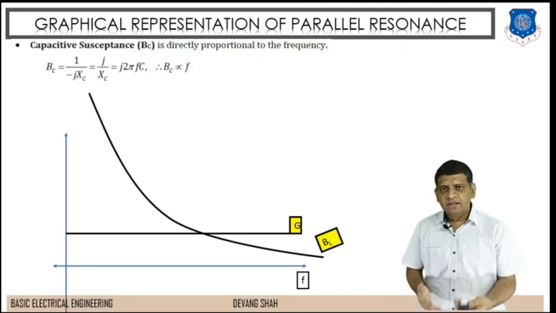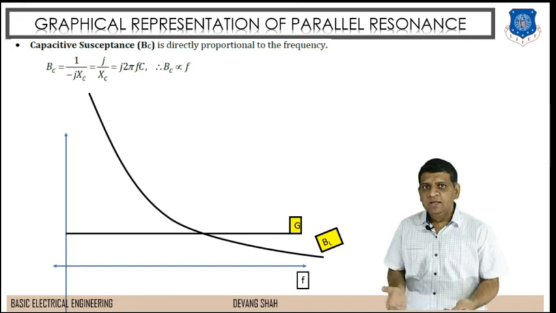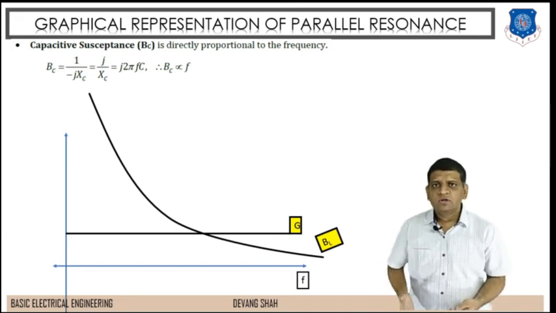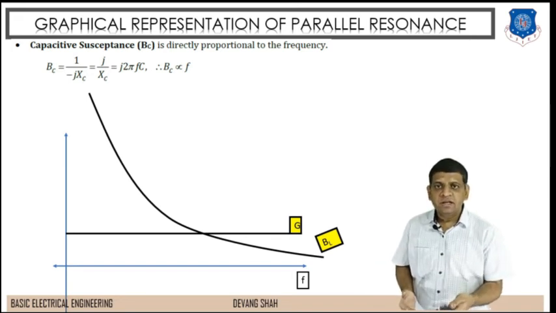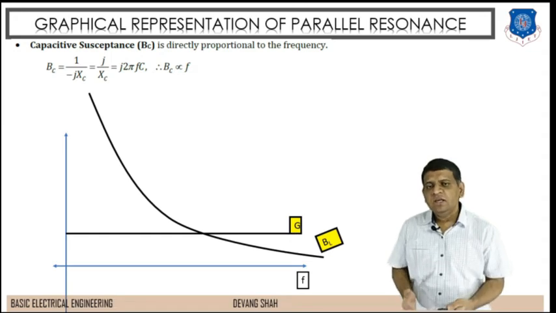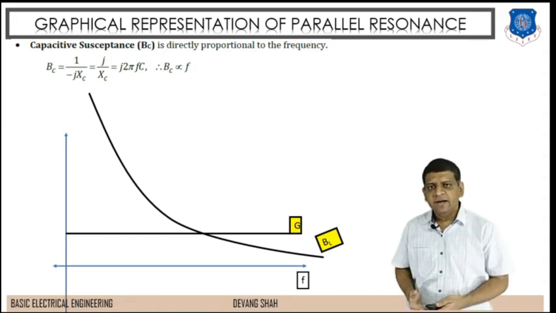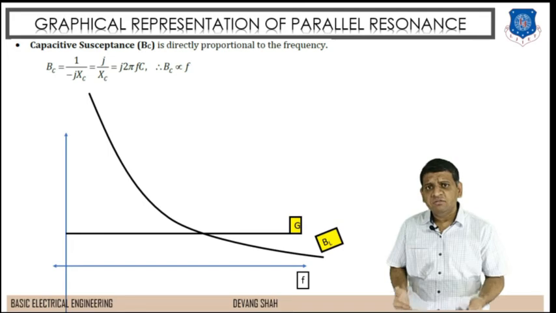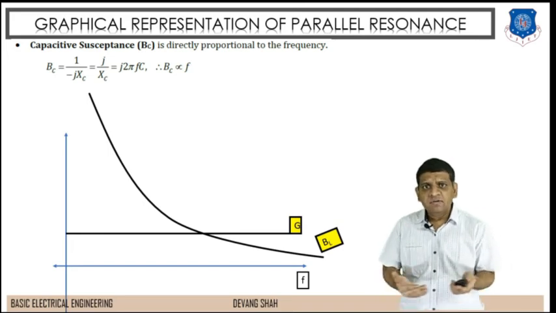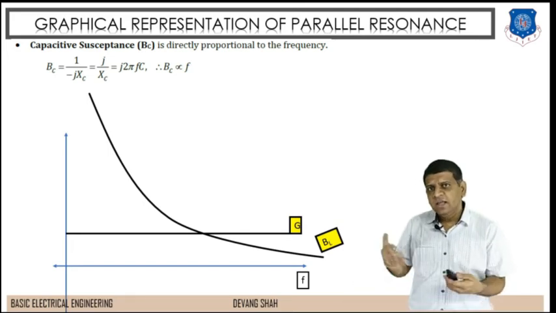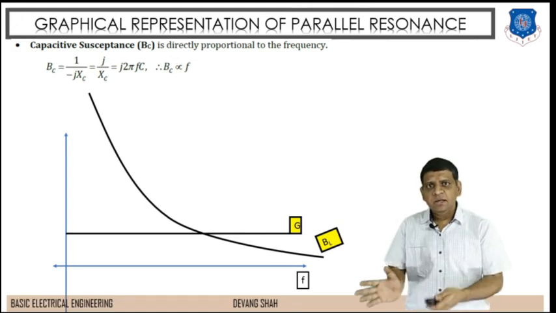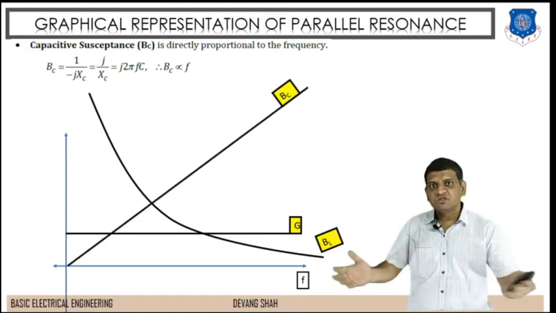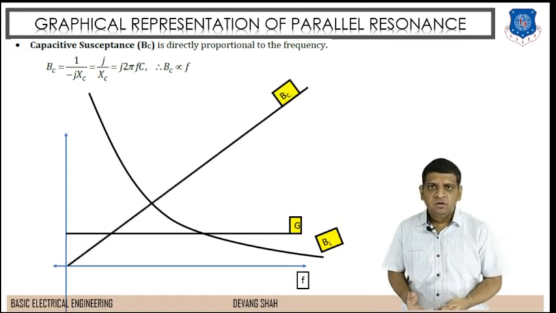In the same way you can find the capacitive susceptance BC, and you apply this equation, BC is equal to 1 divided by minus j into XC. So here BC is proportional to the frequency, right? This relation we define as a linear relation. If frequency increases, BC increases. If frequency decreases, BC decreases. You can see here a straight line, that's a linear relation, right?